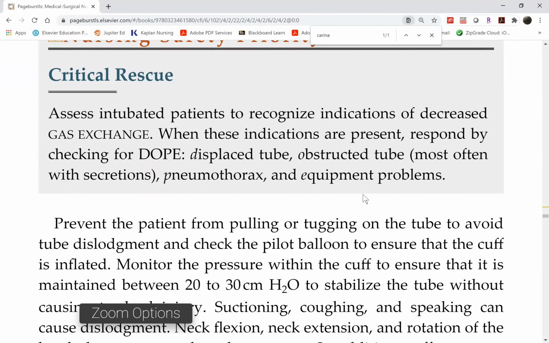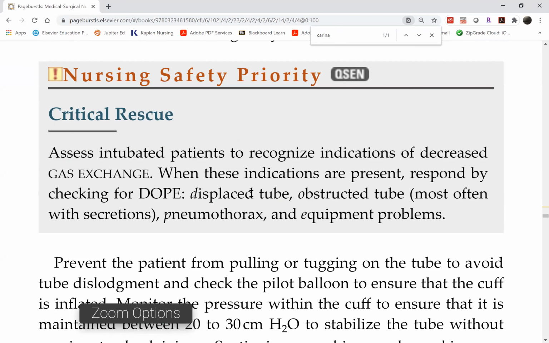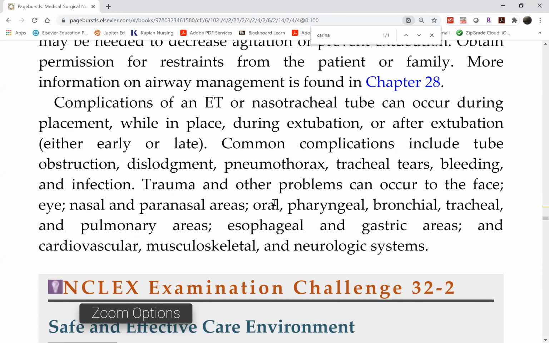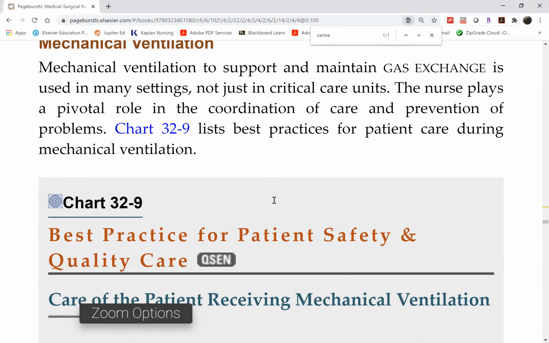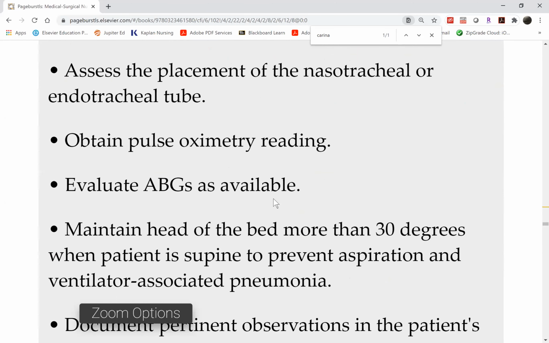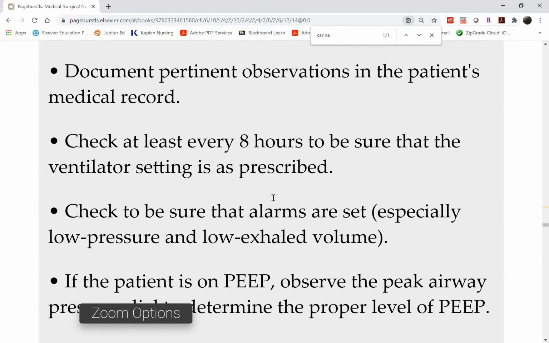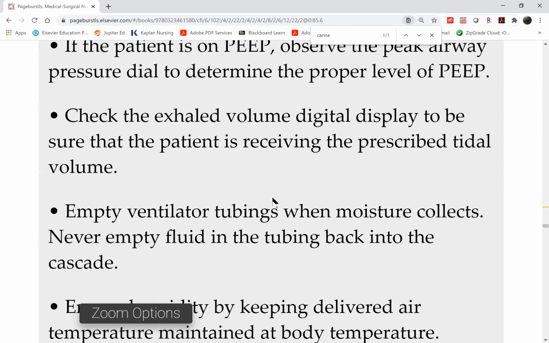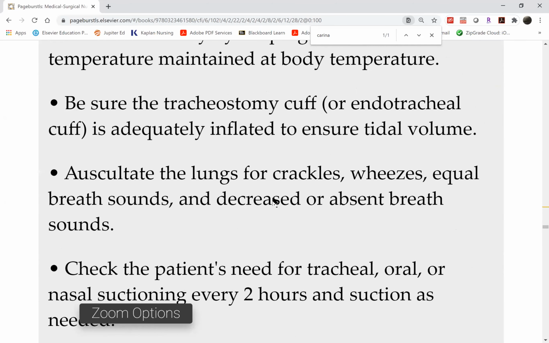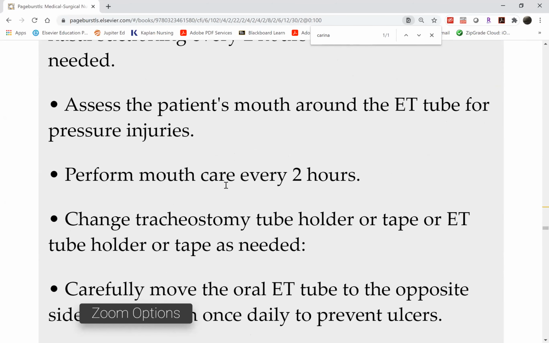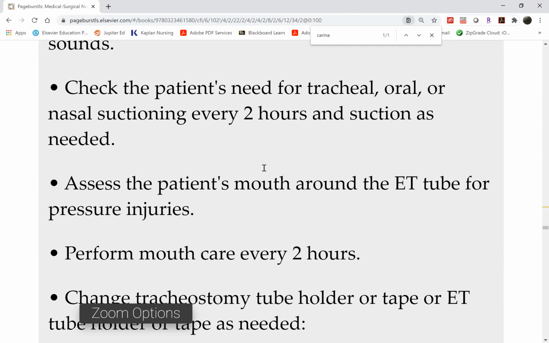I skipped this. Please read this critical rescue. These are related to the airway. So this is the acronym DO. Okay, so we stopped at suction. So you referred to chart 28-2.